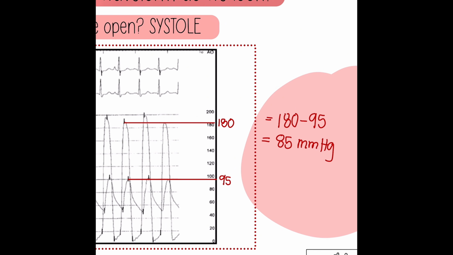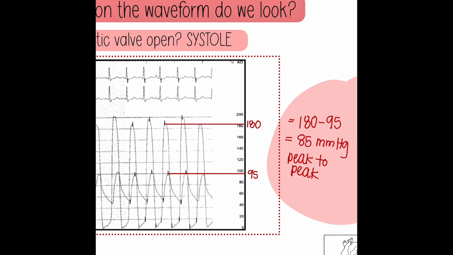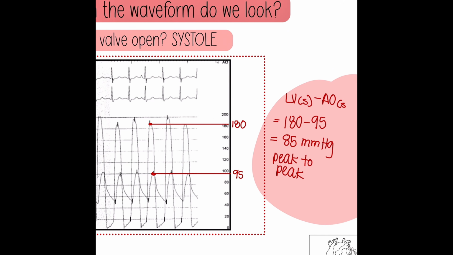Now, what type of gradient this is, what we call a peak-to-peak gradient. You'll hear the word mean gradient. That is not what this is. That is on the printout as well. You'll have two different gradients for this one. But the one you're manually measuring here, where you measure LV systolic minus AO systolic pressure, because remember LV should be greater than the AO, that is your PP or peak-to-peak gradient.